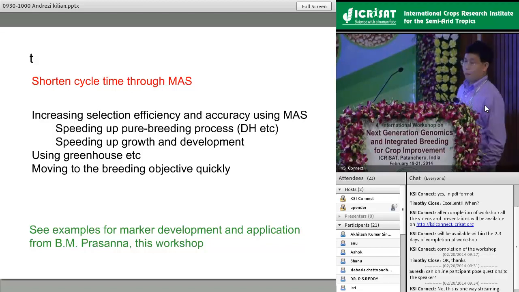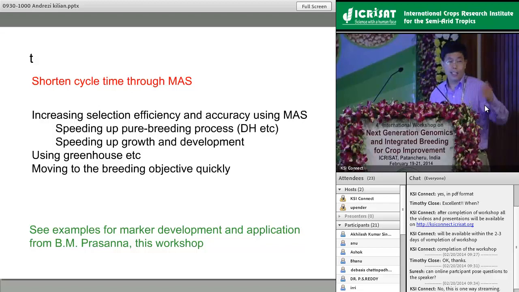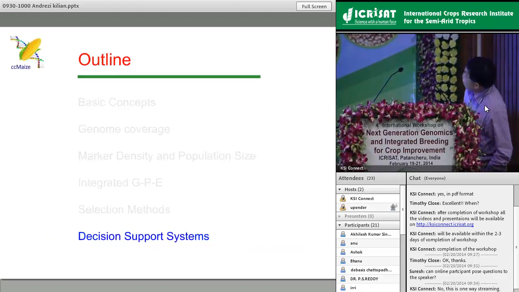With genomic selection, the company can do 2 off-season selections just based on the genotyping. So that's a very important advantage. You can develop the variety in 6 years instead of 9 years, so the cycle time is shorter. Prasanna is going to mention more about the market development application after me, so you can hear more from his story.